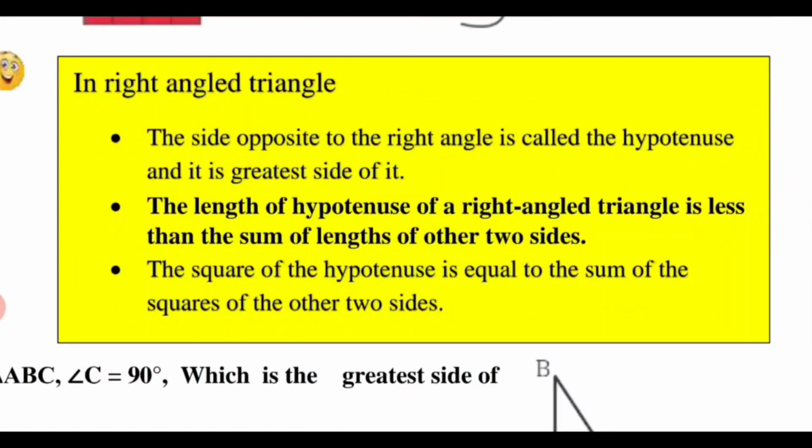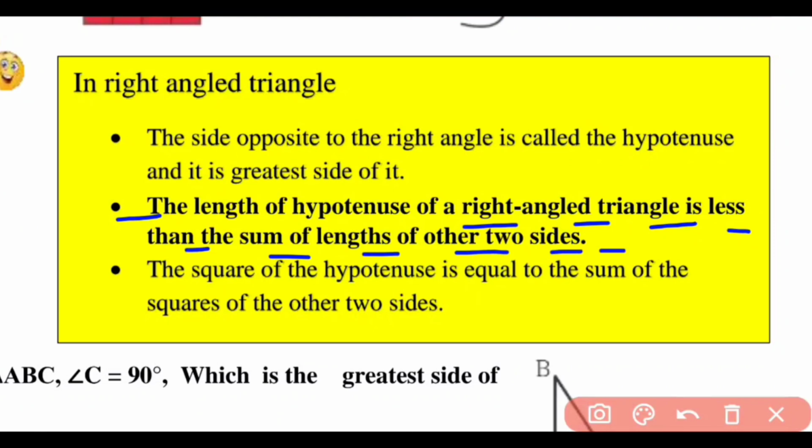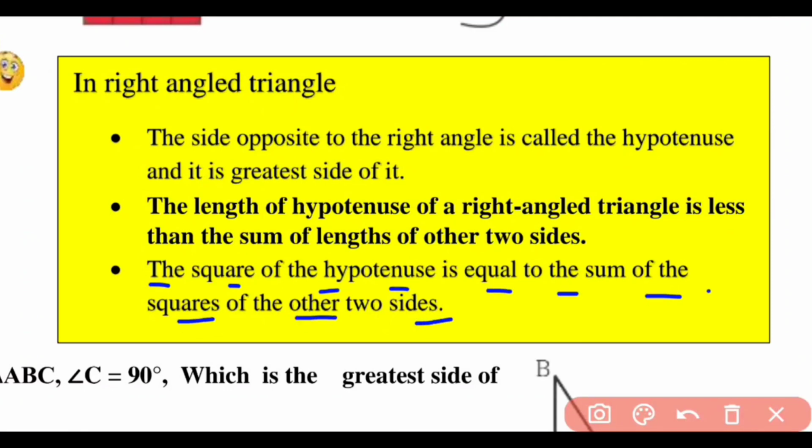What we have to remember after doing the activity is, first, in a right angle triangle, the side opposite to the right angle is called the hypotenuse, and the hypotenuse is the greatest side of a right angle triangle. Second is the statement of Pythagoras' theorem: the length of the hypotenuse of a right angle triangle is less than the sum of the lengths of the other two sides. And third is also a statement: the square of the hypotenuse is equal to the sum of the squares of the other two sides.